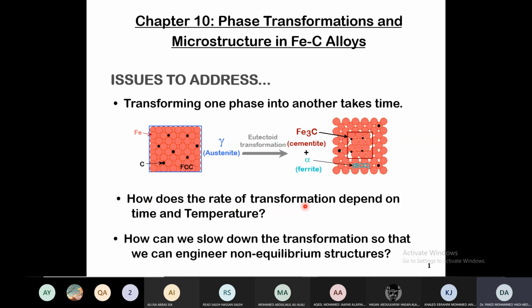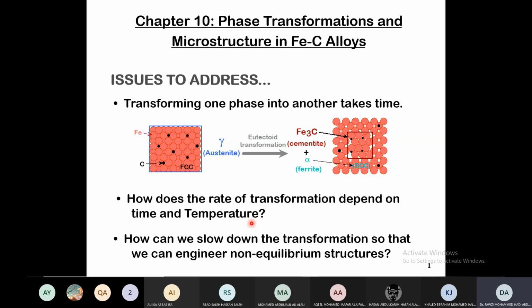How does the rate of transformation depend on time and temperature? We want to look at that. We want to study how we can speed up the transformation, meaning that we will go for a higher cooling rate. Let's say, for example, if we do the cooling process of the heat treatment faster, what microstructures are we going to get? And how do these microstructures look?